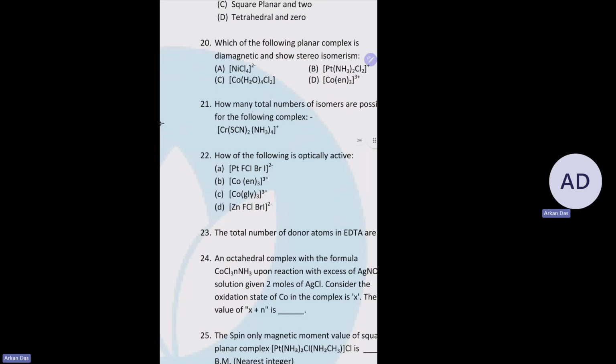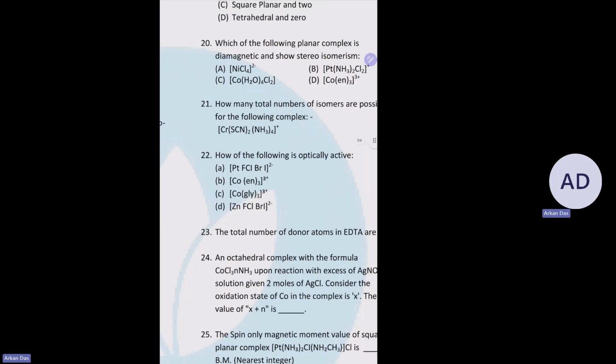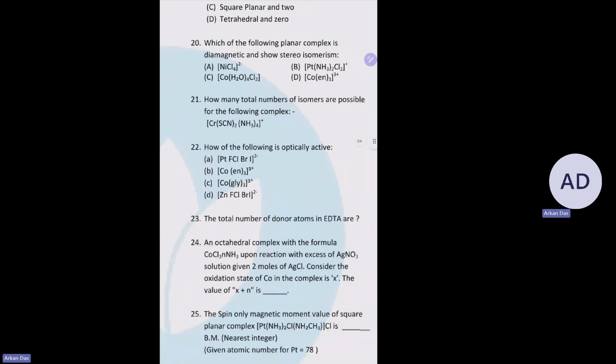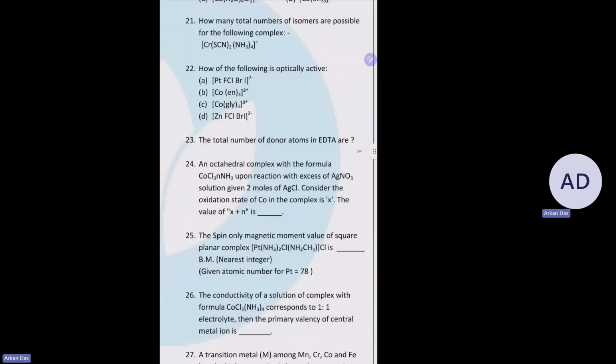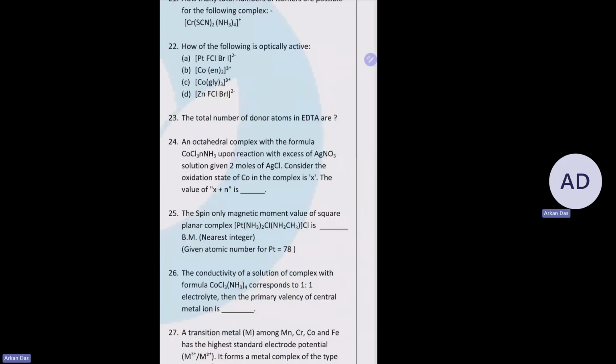So the answer is 4. Next, the total number of donor atoms in EDTA. We all know EDTA has how many donor atoms? 6. So the denticity will be 6. Question 24. An octahedral complex with the formula CoCl2·nNH3 reacts with excess AgNO3 and gives 2 moles of AgCl. Considering the oxidation state to be x, the value of x plus n is.